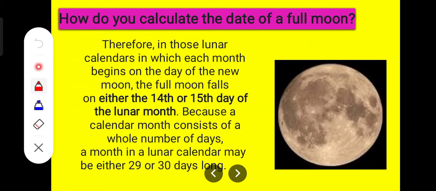How do you calculate the date of a full moon? In those lunar calendars in which each month begins on the day of a new moon, the full moon falls on either the 14th or 15th day of the lunar month. Because a calendar month consists of a whole number of days, a month in a lunar calendar may be either 29 or 30 days long. So, that is based on modern times, that the 14th or 15th day will be a full moon.